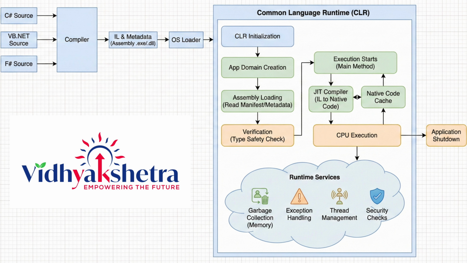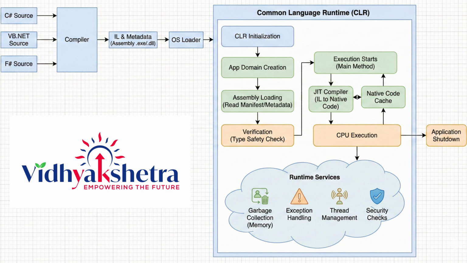The CLR locates the program's entry point, usually the main method. However, even at this stage, the IL code has not yet been converted into machine instructions. When the main method is invoked, the CLR checks whether native machine code already exists for that method. Since this is the first execution, no native code exists. The CLR therefore passes the IL code of the main method to the just-in-time (JIT) compiler.